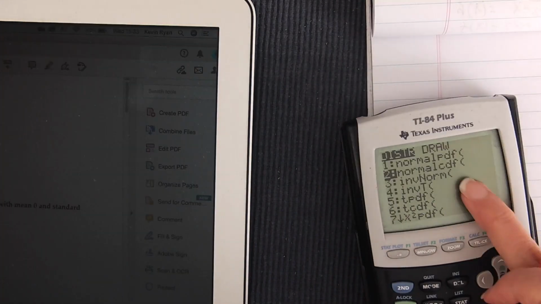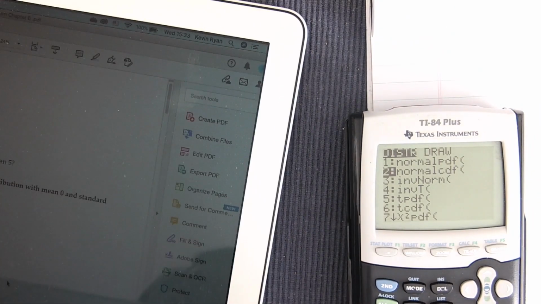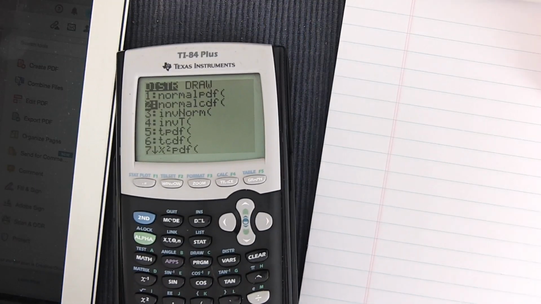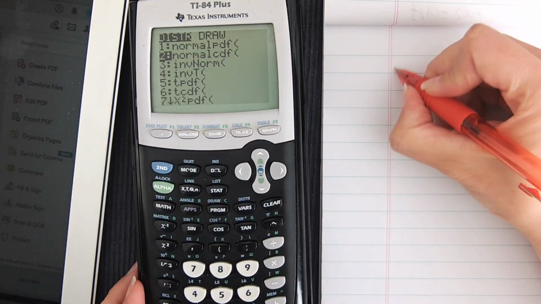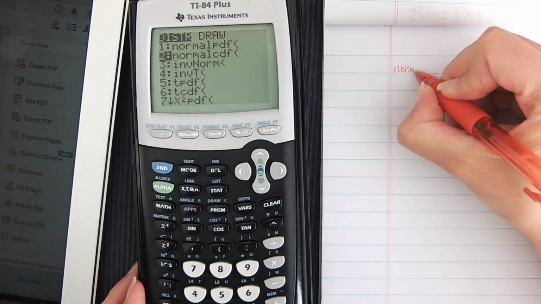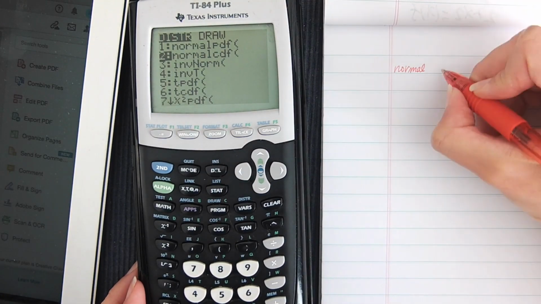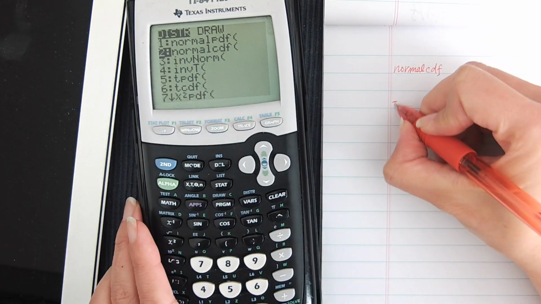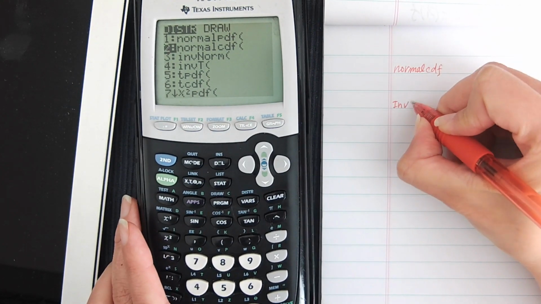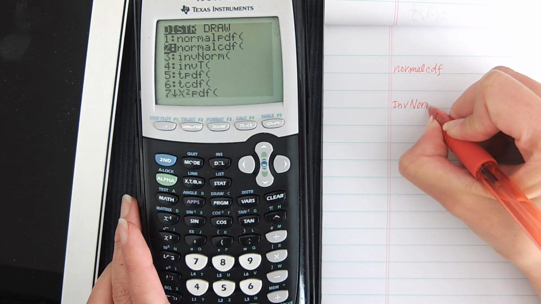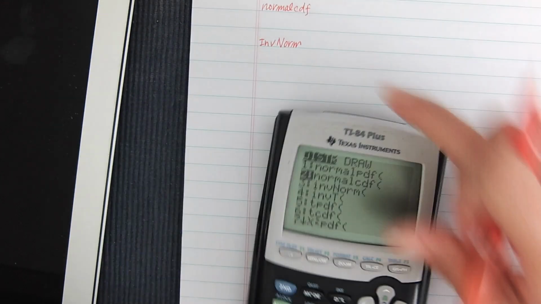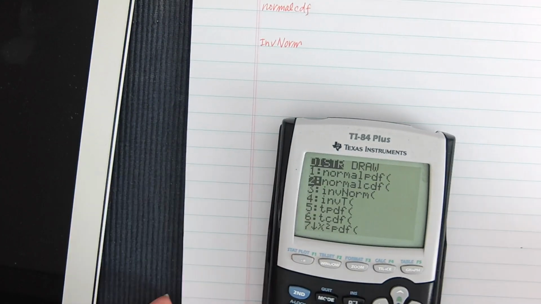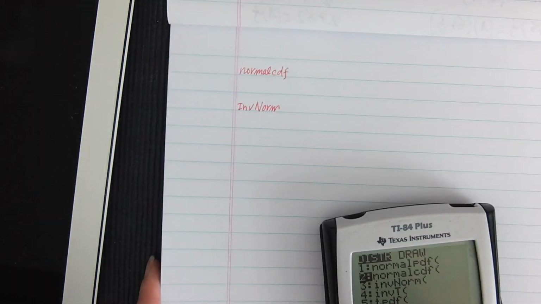When do you use normal CDF? Then maybe you can do specific questions. When do you use normal CDF, and when do you use inverse norm? Do you remember the difference between normal CDF and the inverse norm? Well, that's the main thing you have to know.